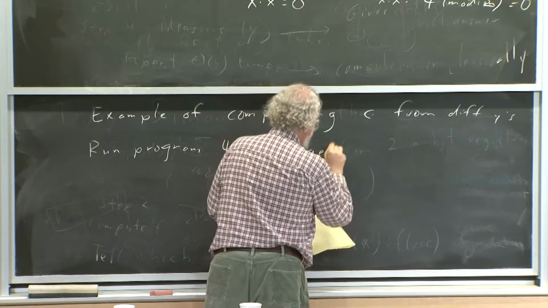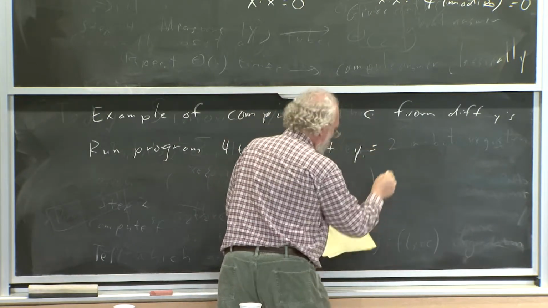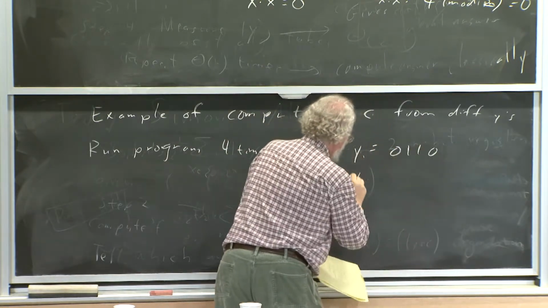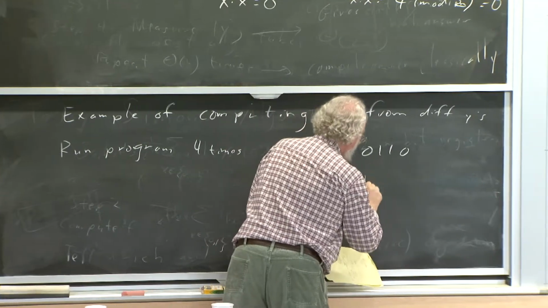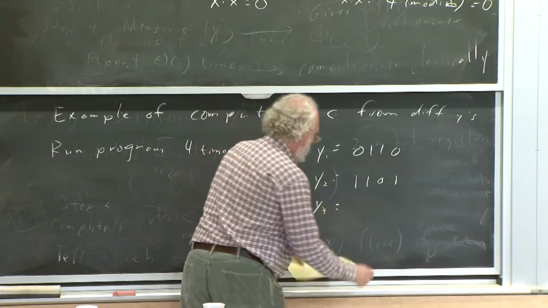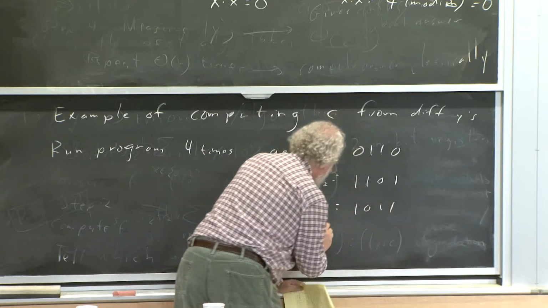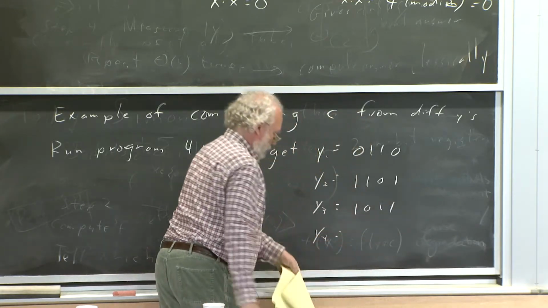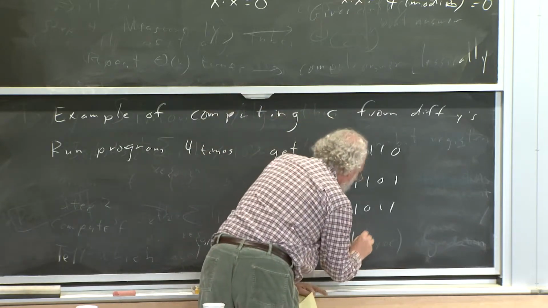We get y1 equals 0, 1, 1, 0, y2 equals 1, 1, 0, 1, y3 equals 1, 0, 1, 1, and y4 equals 1, 1, 1, 1.